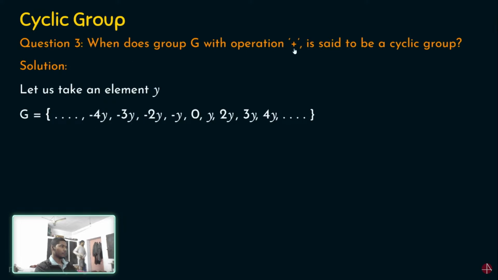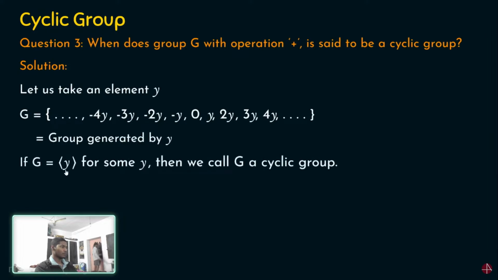So when is a group with operation plus said to be a cyclic group? If there exists an element y and this y can generate all elements in the group. So the answer is, if G contains a generator element y, then we can say G is a cyclic group, and this is the answer for this question.